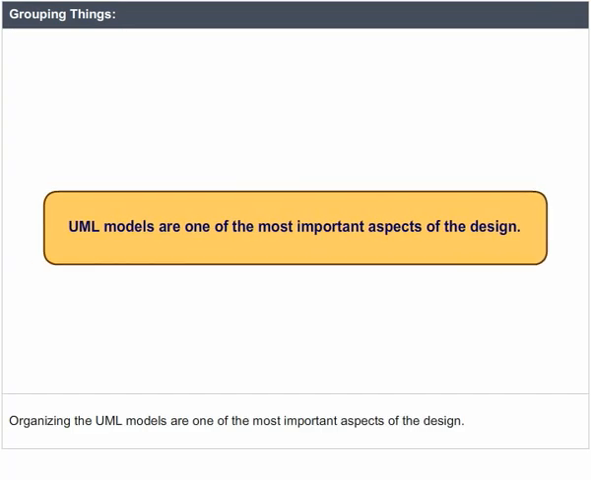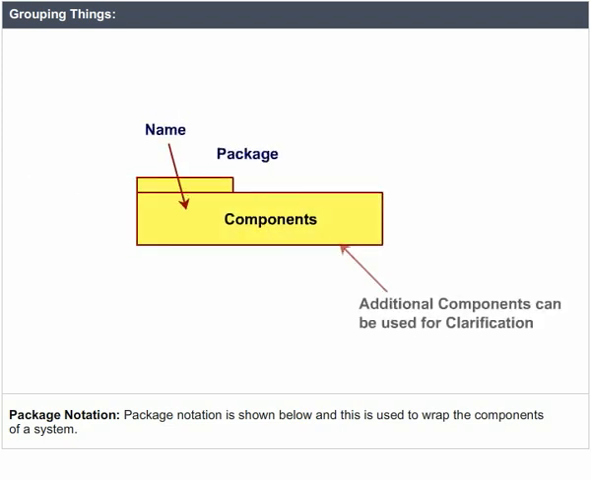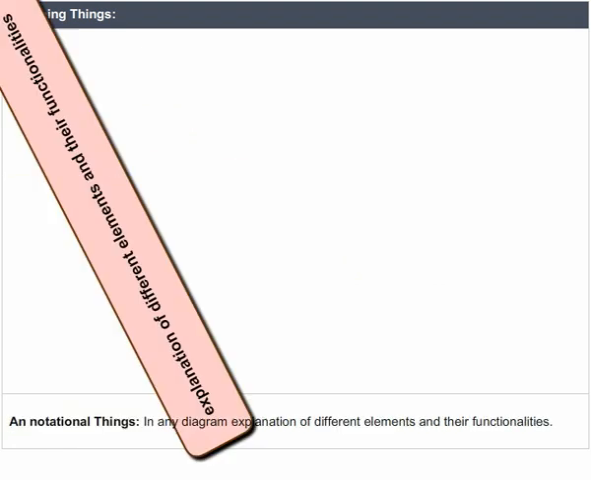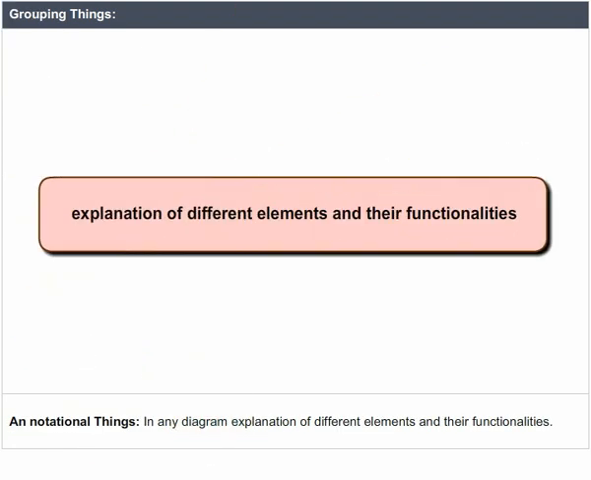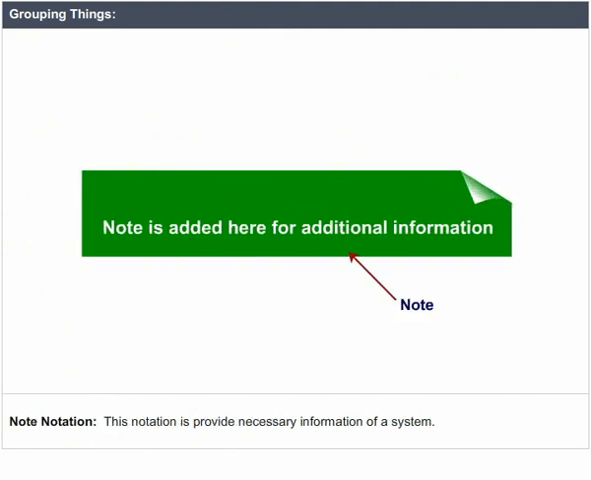Grouping things. Organizing the UML models is one of the most important aspects of the design. In UML, there is only one element available for grouping, and that is package. Package notation. Package notation is shown below, and this is used to wrap the components of a system. Notational things. In any diagram, explanation of different elements and their functionalities. Note notation. This notation provides necessary information of a system.